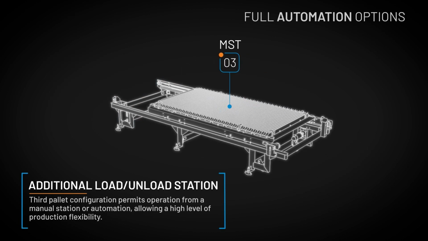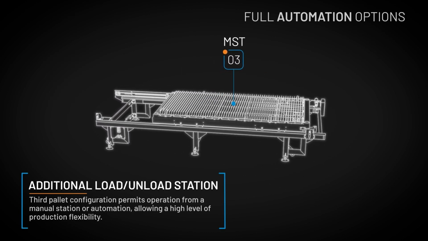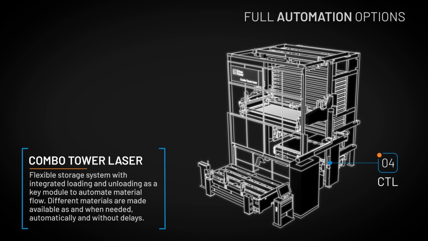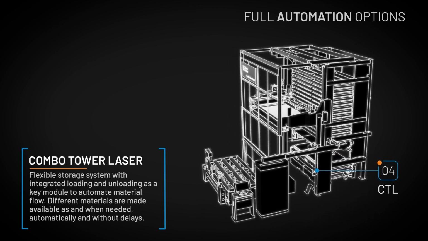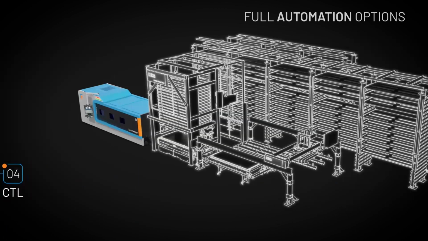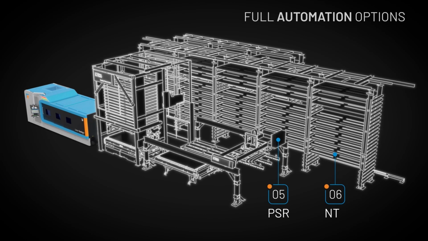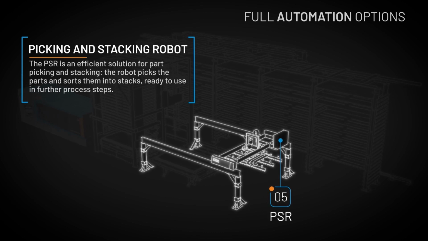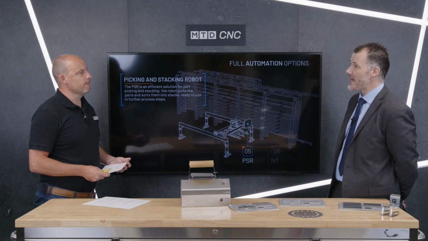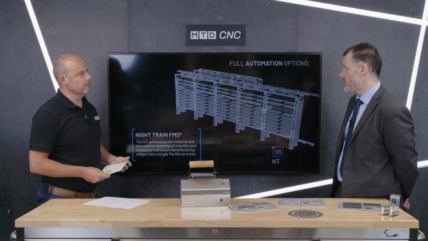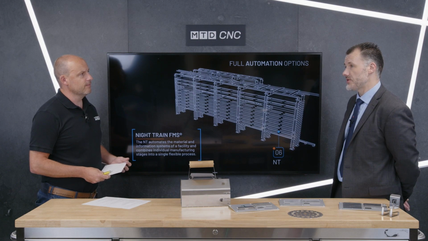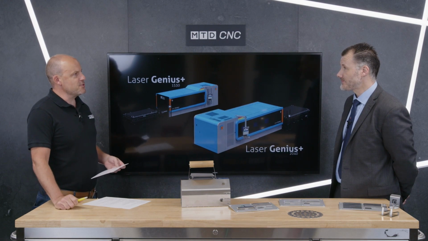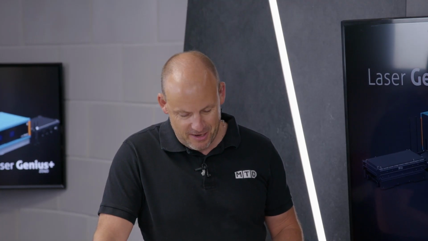Or we can put a more complicated, larger multi-cassette tower system on there so that we can preload the machine with a lot of material for it to run in automation, and of course it will unload itself with the parts in the sheet as they come out. More complicated than that, if we need to, we can go to a full Night Train system, as we call it, which is a massive storage system, and integrate a robot system for picking and stacking the parts. So rather than putting them back into storage, we literally take them out, we pick them as they're being cut, and we stack them up so that the customer can then take a pallet of completely cut parts away and onto the next process.